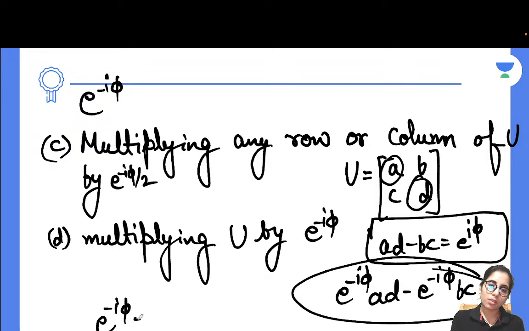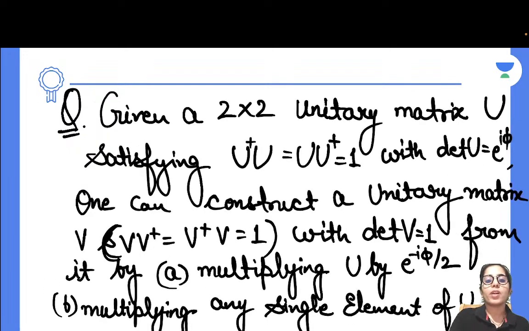You will have just inside the bracket AD minus BC, which is going to give you e to the power iota phi there, and that's going to be e to the power 0, which is going to be 1. That's how you're just going to get it. Let me know, is this satisfying the given condition? Determinant of V must be equal to 1. Yes. Hence, option A is the correct answer.